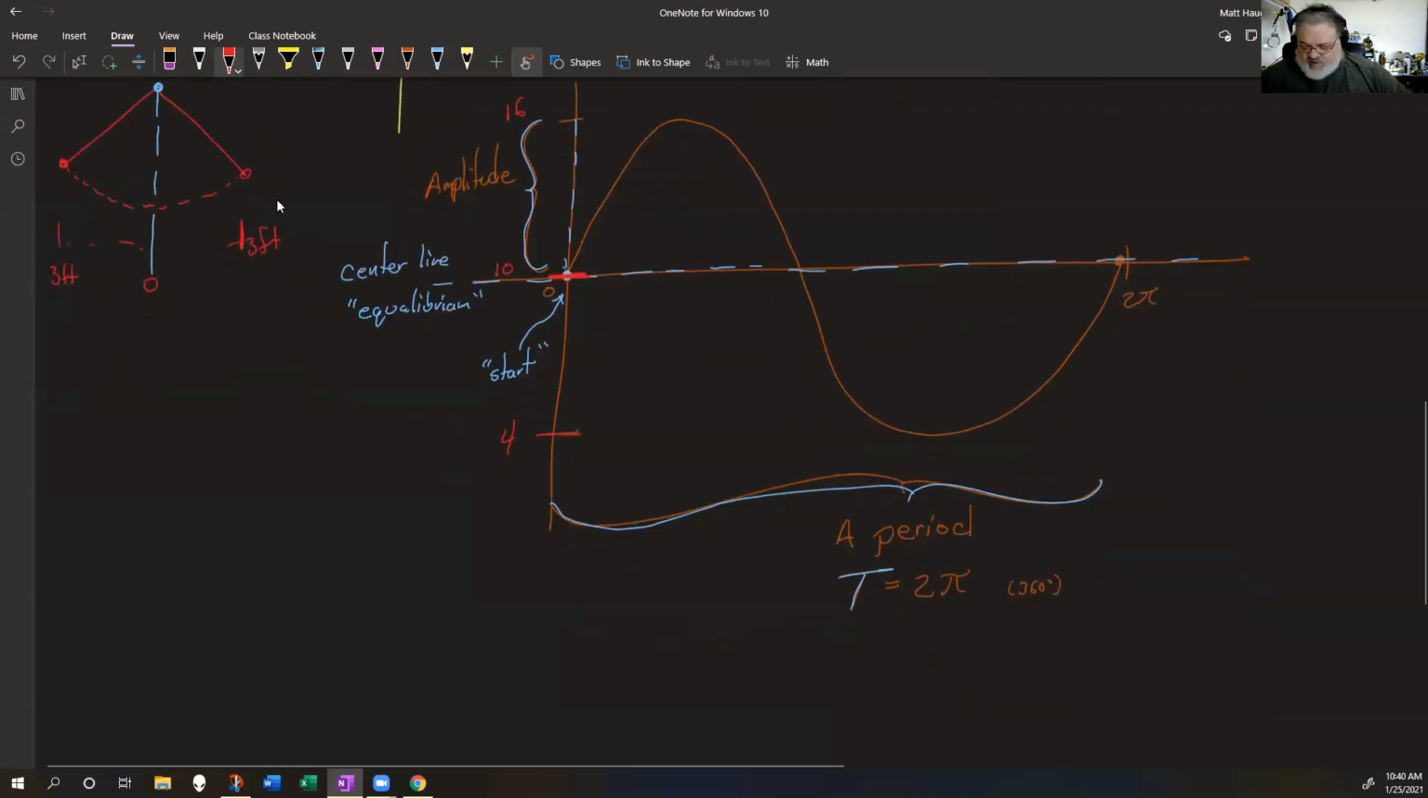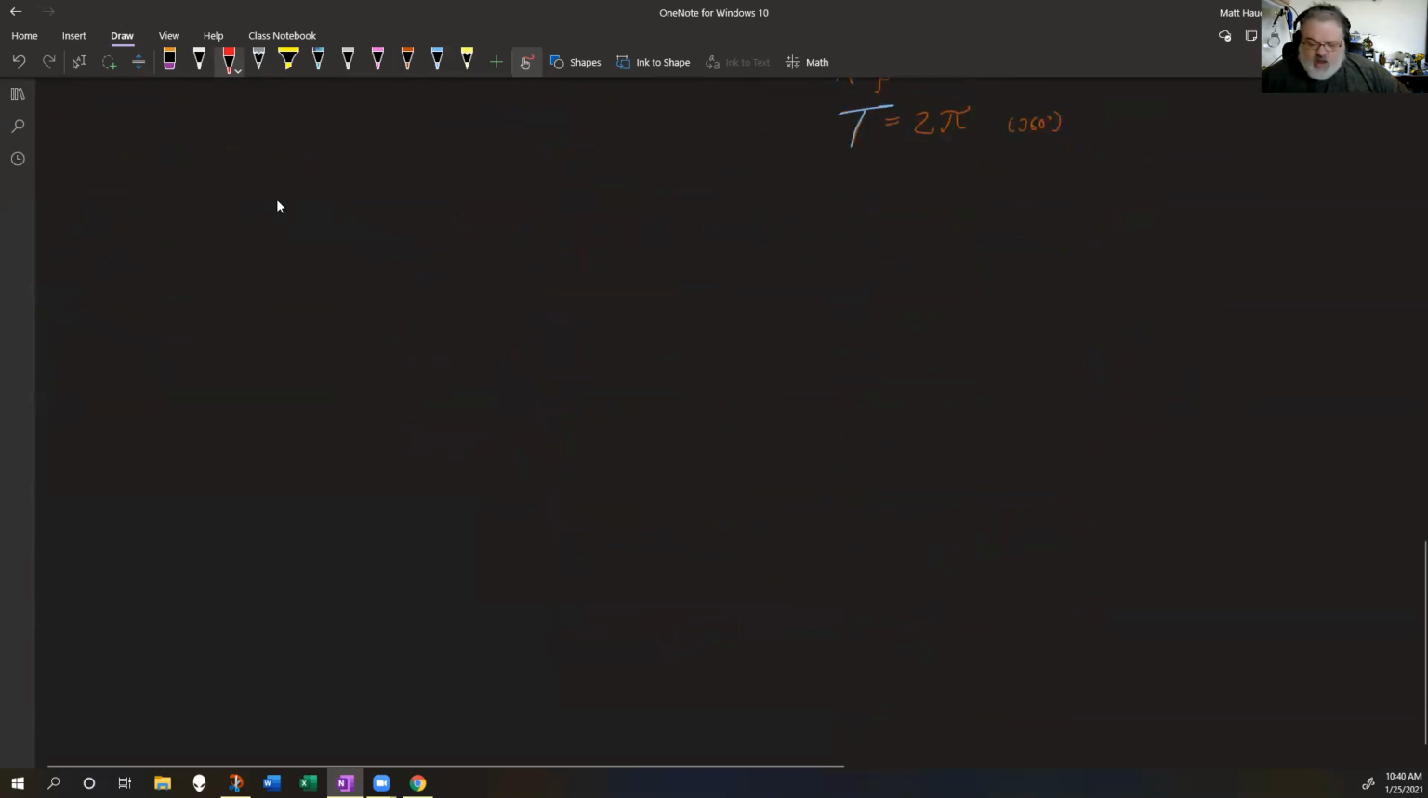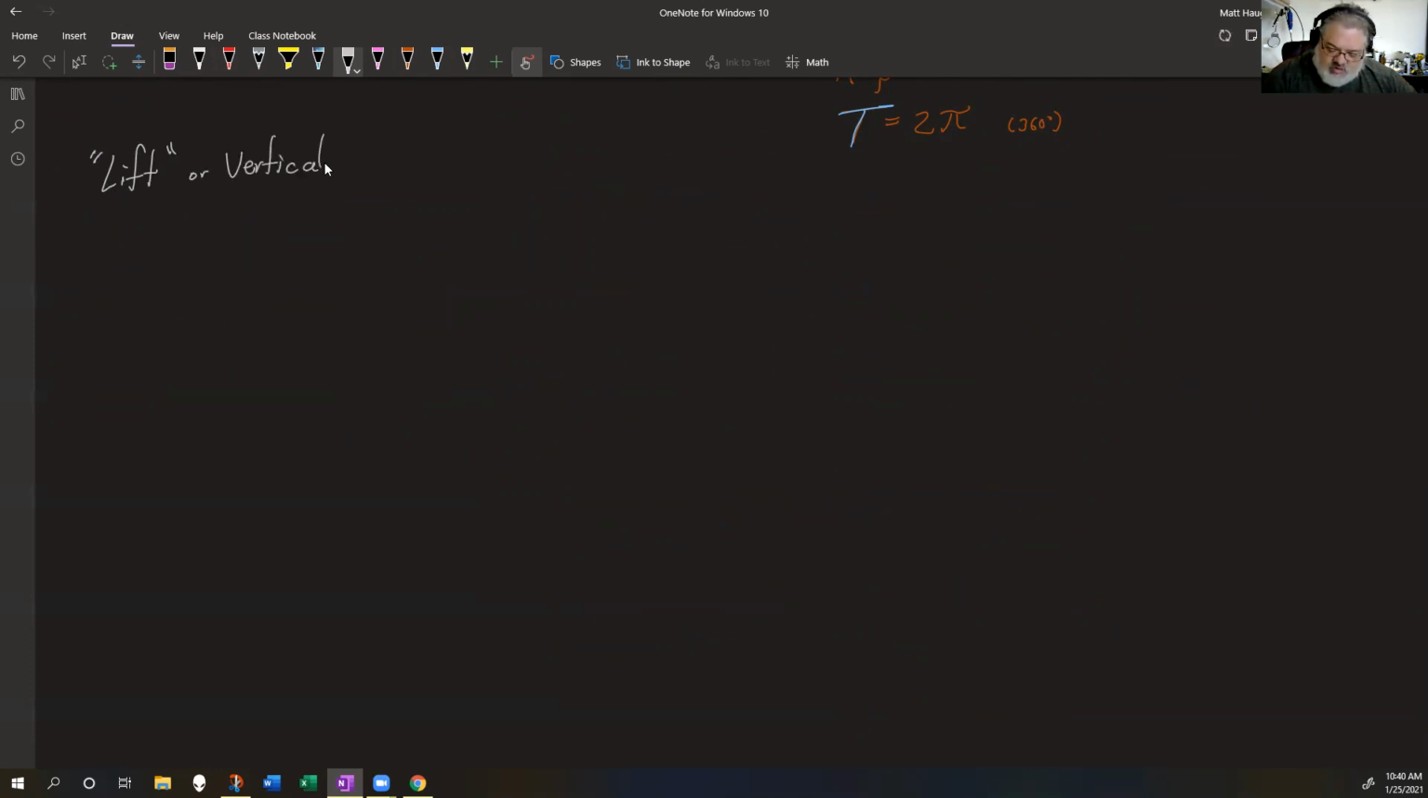So how are we going to modify some of these things? Probably the easiest one, well, the easiest one is usually amplitude, but since we're talking about lift here, let's talk about that one. Lift, or the technical term is vertical shift.